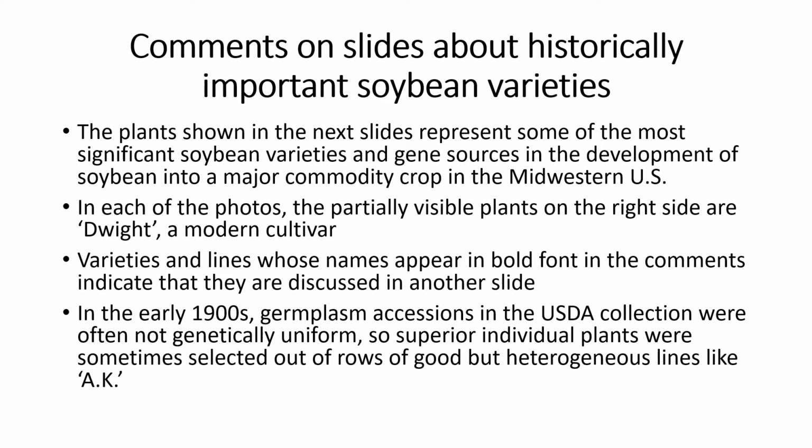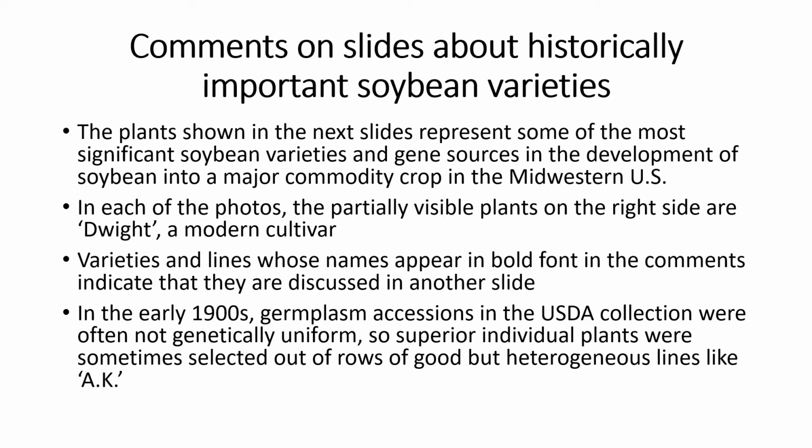In each of the photos, the row that you can see on the right side that's usually partially visible is Dwight, a modern cultivar. So you can compare the row that we're featuring in the middle of the photograph with Dwight on the right side. The varieties and lines whose names appear in the text in bold are in some other part of the slideshow.